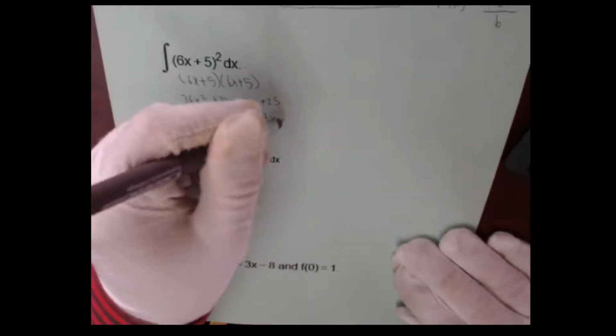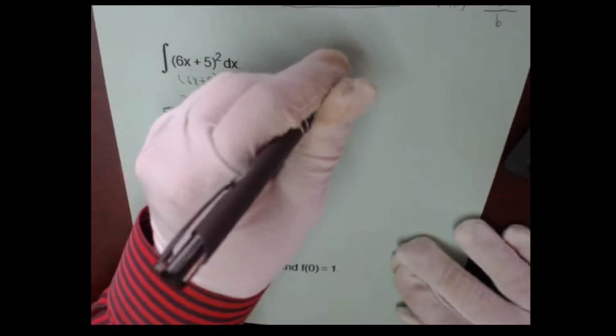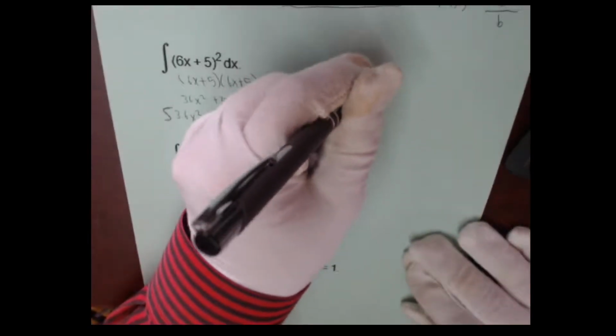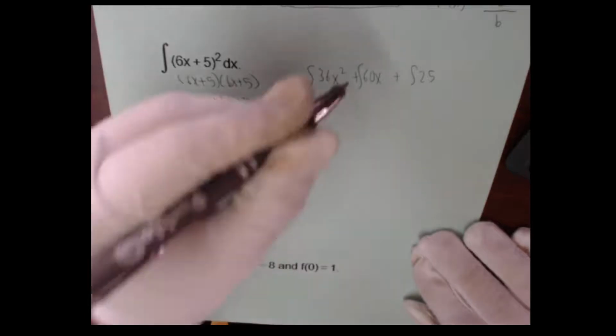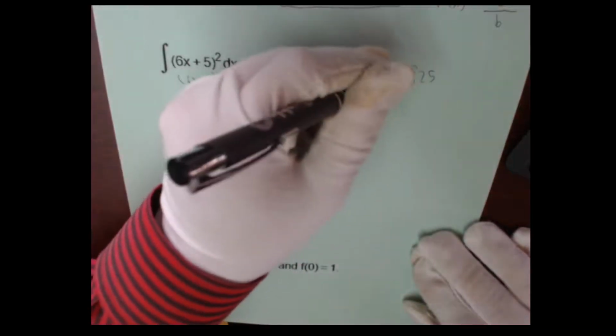Now, if I have the integral of all of this, 36x squared plus 60x plus 25, the integral can apply to each of these terms independently. So we could rewrite this like this. The integral of 36x squared plus the integral of 60x plus the integral of 25. And I've been a little bit bad right here because I've left off my dx's. So we'll add the dx each time.